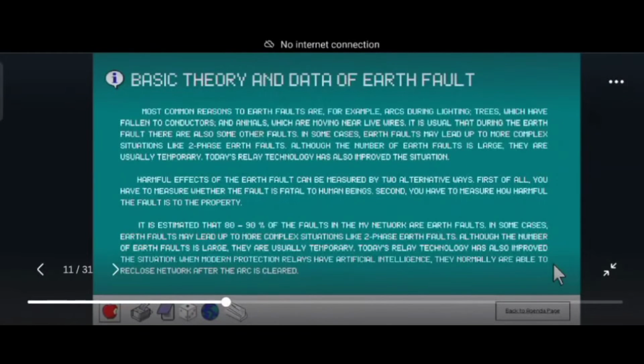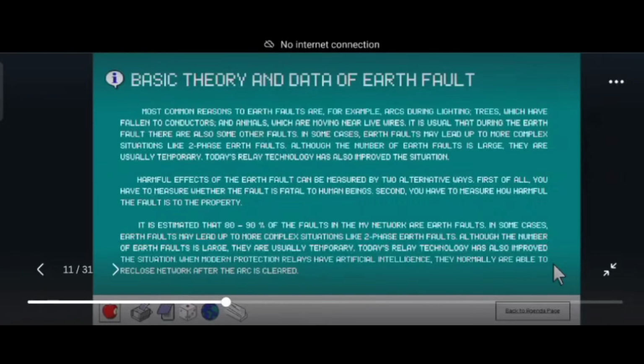Basic theory and data of earth fault. The most common reasons for earth faults are, for example, arcing, lightning, trees which have fallen onto a conductor, and animals moving near a live wire. During the earth fault there are usually also some other faults. In some cases, earth faults may lead to more complex situations like two-phase earth fault. Although the number of earth faults is large, they are usually temporary.